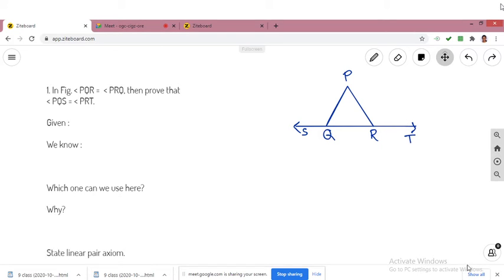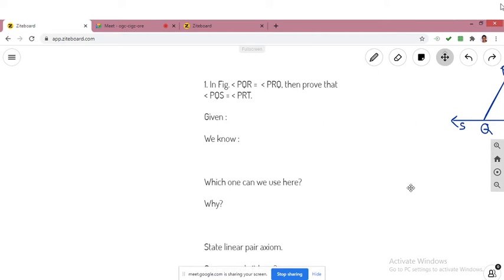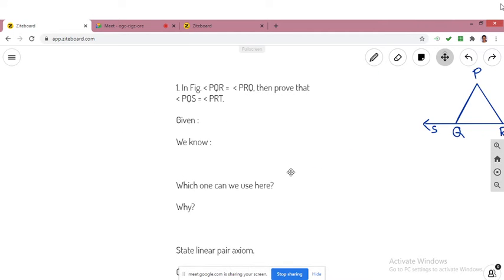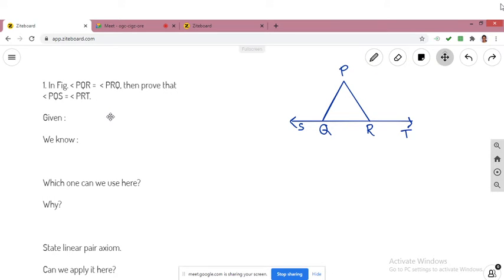So, did you understand that? Okay, Jafnavi, can you read the question here? Okay, ma'am. In the figure, angle PQR is equal to angle PRQ. Then prove that angle PQS is equal to angle PRT.